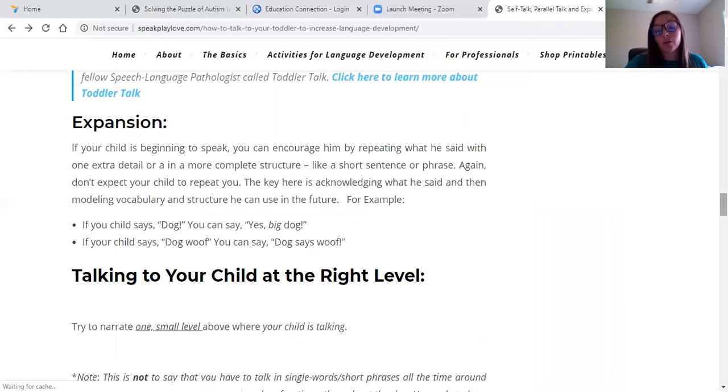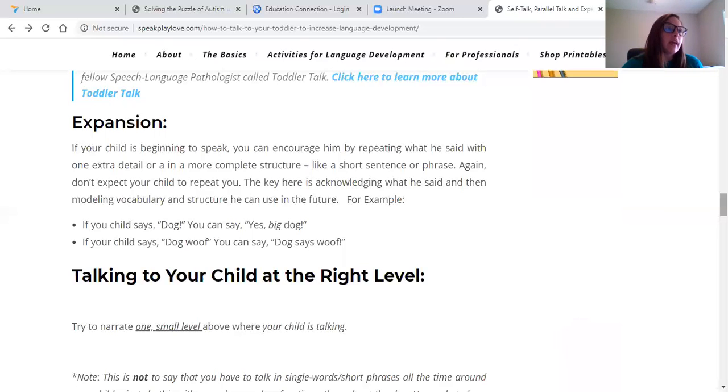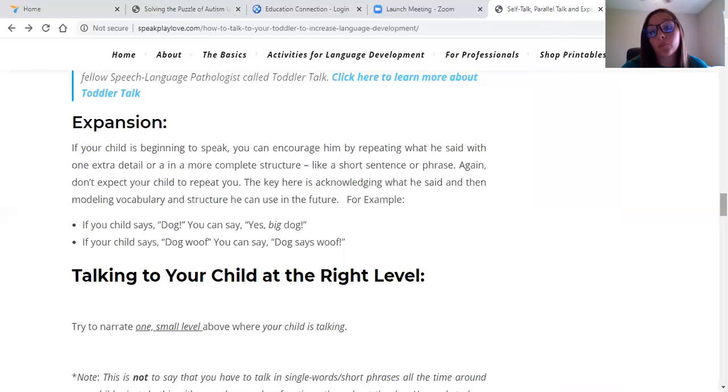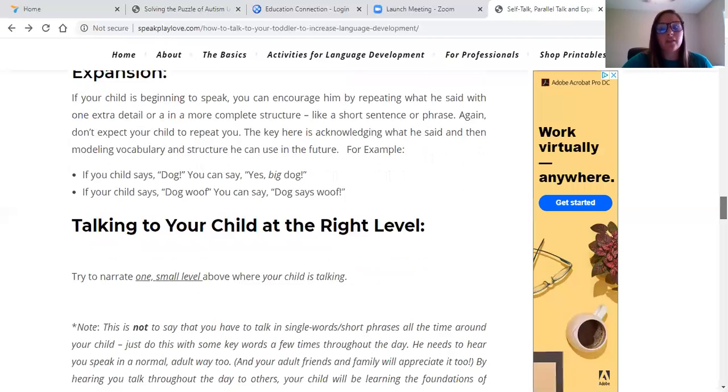Or maybe they're at 2 words, so they're saying dog, woof. You could say dog says woof. So you're adding one more word. It's the one-up rule. If they say car, you could say blue car. You could say fast car. You could say car go. Adding one. You're one-upping their language when you're expanding. So say they come up to you and they say go, and you have your car keys out. Say yes, car go. Giving them one more word. One up. So that's expansion, and that's a really important one.